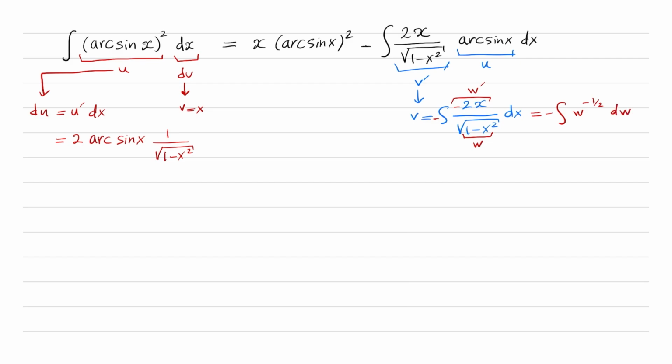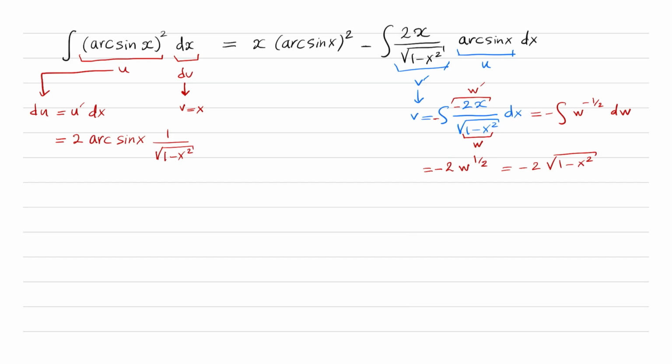And this gives us the integral of w to the minus half, which is w to the half times 2. We also had a minus sign. You don't need the constant of integration in this process because it's going to automatically cancel out. So we just need a general constant of integration at the end. So don't use any at this step. So this is just minus 2 square root of w, which is 1 minus x squared.